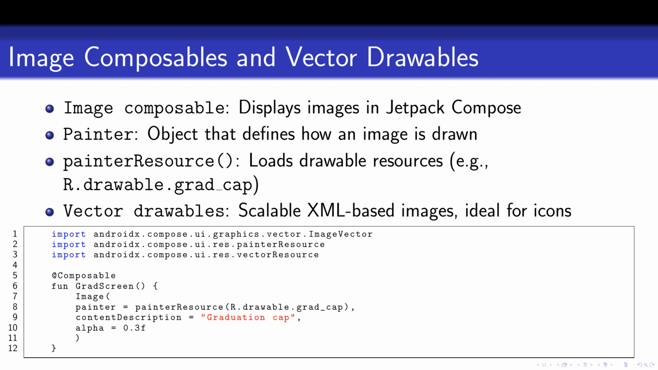Displaying images in Jetpack Compose uses the Image composable along with painter objects that define how images should be drawn. The painterResource function loads drawable resources from your app's resources. Vector drawables are especially useful for icons because they scale perfectly at any size and are defined in XML. The code example shows how to display an image with a semi-transparent effect using the alpha parameter.